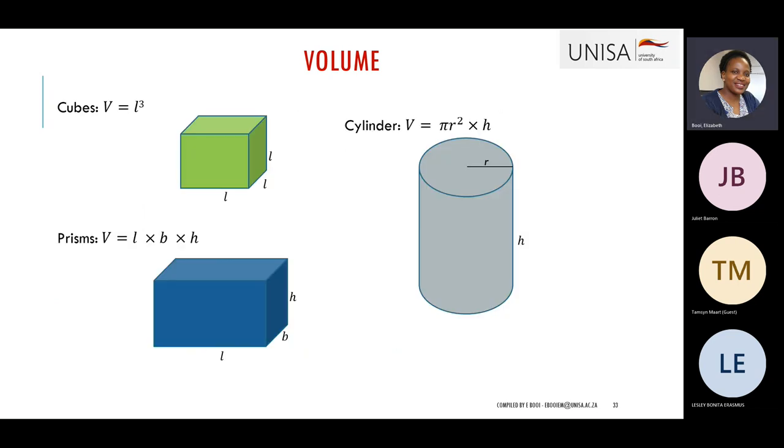So the volume of a cube will be your L times L times L, which is L times L is L squared times L, which is the height, makes the volume L cubed. Now, with a prism, it's length times breadth. Remember, that is the area of a rectangle times the height of that rectangle. For a cylinder, you're going to use your area of a circle times the height. So you can see that it's pi r squared times h. And those are the formulas that we're going to be using.